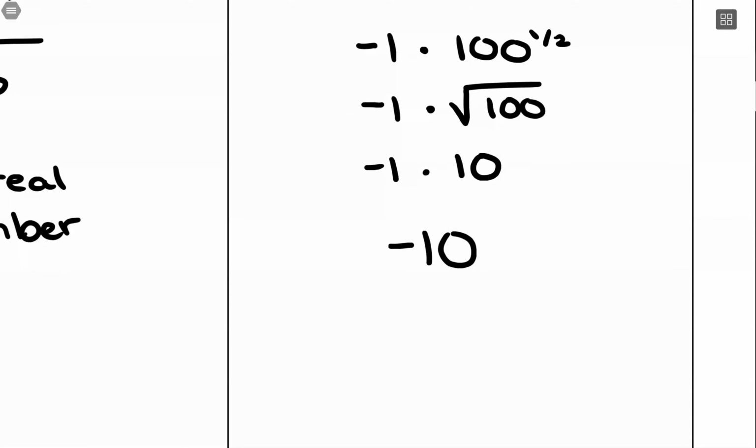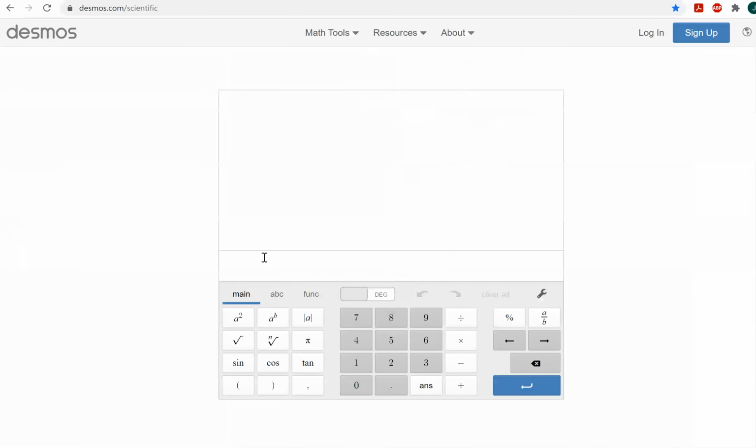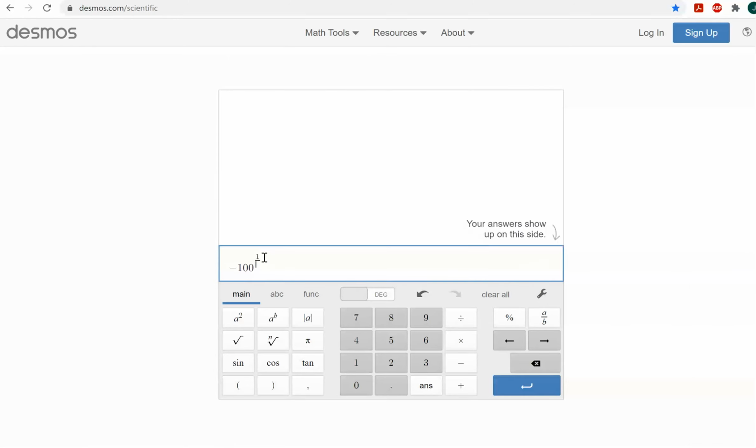Now with these, we can check these with the calculator. Let's look at this last one. If I typed it in exactly as I saw it on the paper without parentheses, so -100 raised to a power of 1/2, there's our -10. So you can plug in these rational exponents and see how they simplify with the calculator without using your root symbols.